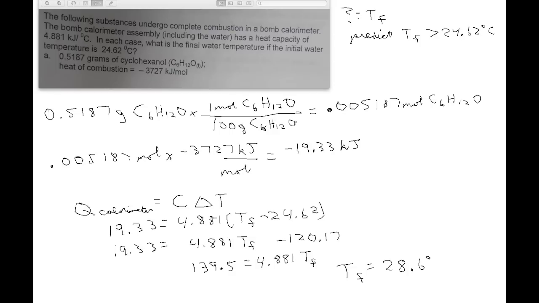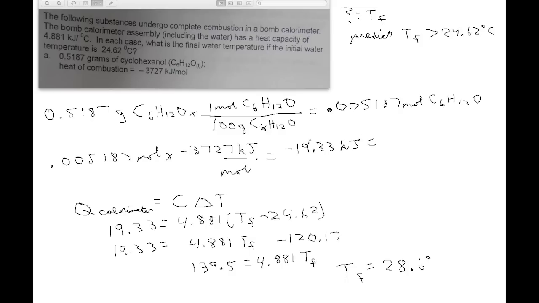That didn't give you much trouble, but we've put together a whole bunch of steps here. First, we had to translate from grams to moles. How did you know that you needed to translate into moles? Because the heat of combustion was in terms of moles. And notice in this case, all the constants are in kilojoules, not joules. So we may as well just use kilojoules for everything. So here we have negative 19.33.